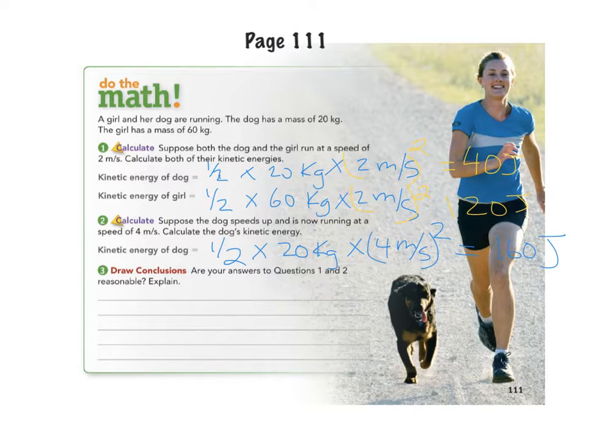Number 3, are your answers to question 1 and 2 reasonable? Explain. Yes, it makes sense that even though for number 1, the girl and the dog are running at the same speed, they have different kinetic energies. The reason is that the girl has more mass than the dog. And then for number 2, doubling the speed of the dog quadruples its kinetic energy because we have speed squared. So doubling it would be quadrupling it because 2 squared is 4. So it's 4 times as much.